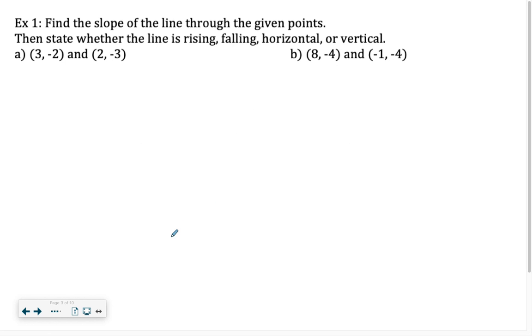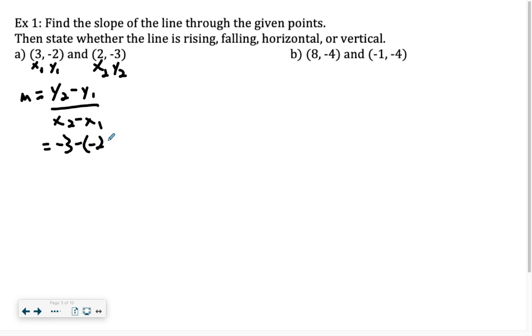So real quick, let's just try finding slope through a couple of given points. We'll plug these into our formula, y2 minus y1 over x2 minus x1. So we label the points x1, y1, x2, y2, and then we just plug them in. So y2 minus y1 is going to be -3 minus -2.